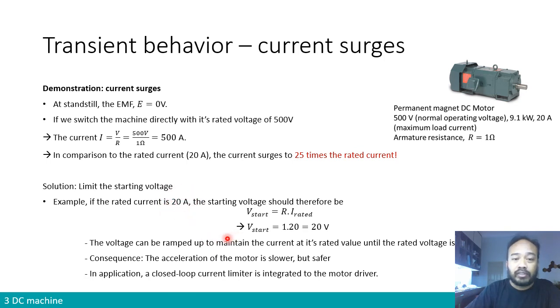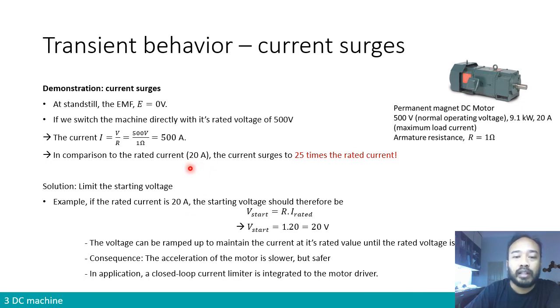But during starting, because starting is a transient behavior, it's not a continuous or steady state behavior, the machine usually can tolerate a certain amount of higher current, but only for a short transient duration. Usually a machine could accept up to, for example, 2 to 5 times the rated current. So if the rated current is 20 amps, at starting it could be acceptable to have a current surge up to twice to 5 times.